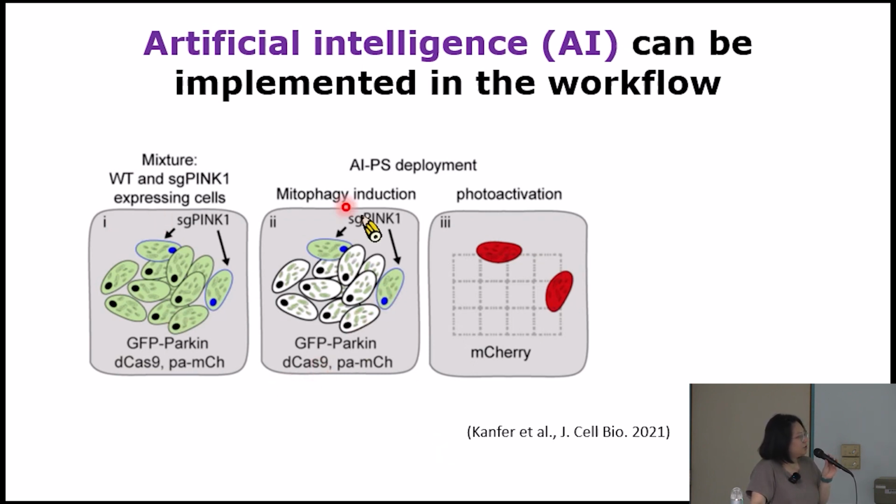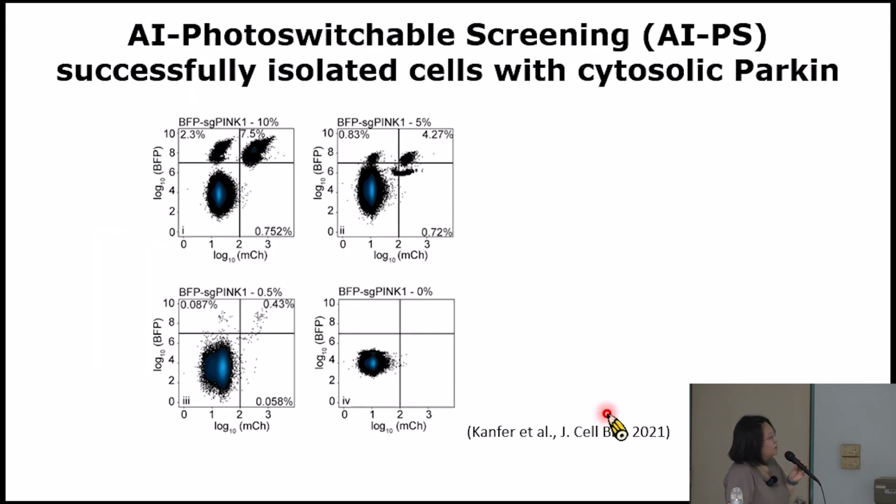And so the scientists use this system where they purposefully mix in some PINK1 knockout cells into the whole population and see if their AI system can detect those cells that don't have mitochondrial parkin. If the system can detect accurately those ones, they would photoactivate the cells, and then they would study what they isolated from this method. And the result is like that. So here they try to mix in the PINK1 depleted cells in 4 different ratios. So what is listed above the figure is what they mixed in.